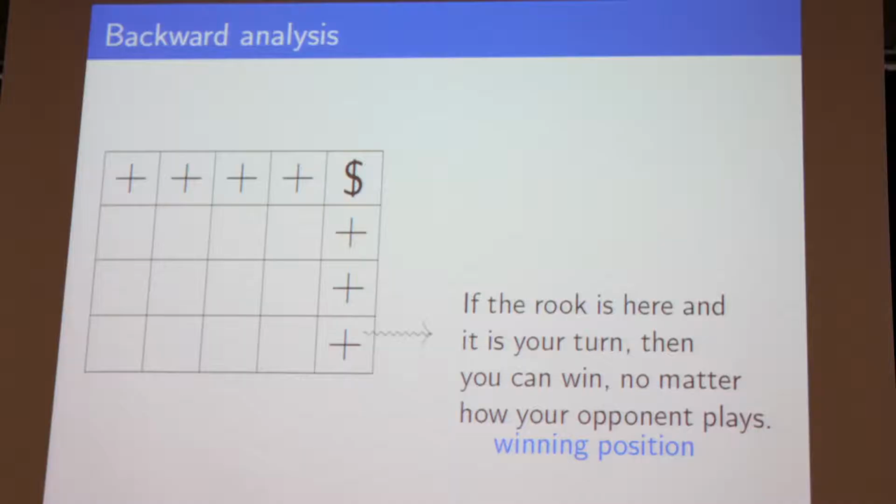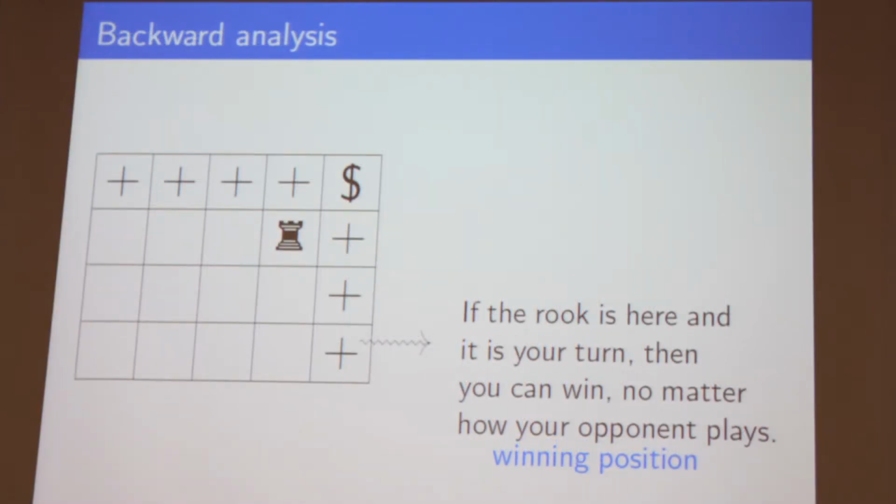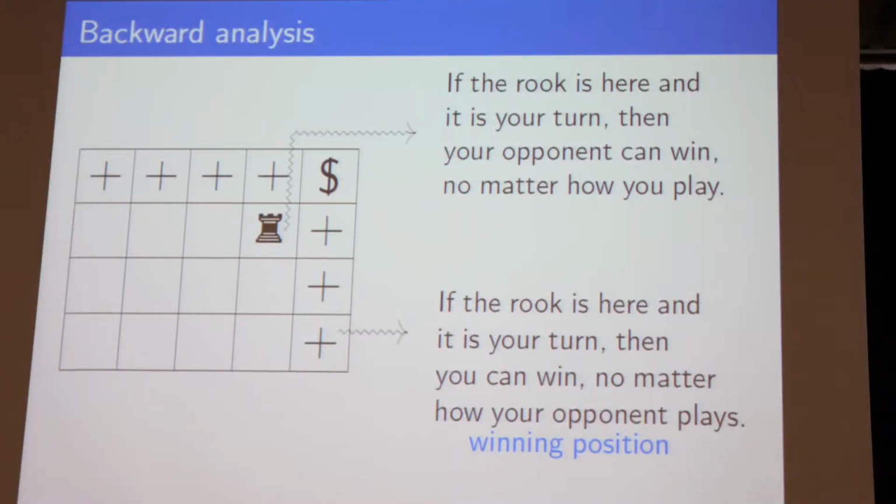Now let's mark other squares which give you winning positions. Everything on the boundary is a winning position. If the rook is on the boundary and it is your turn, then you can win. Now we continue with the table. Remember when the rook was there. It was Alice's turn. And she was stuck. She was helpless. No matter what she does, she brings the rook to the boundary. You don't want to be the active player when the rook is there. So, if the rook is here, and it is your turn, then your opponent can win, no matter how you play.